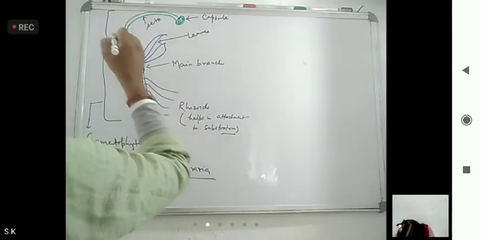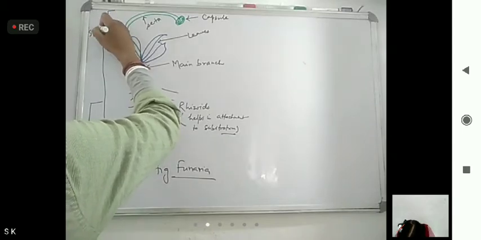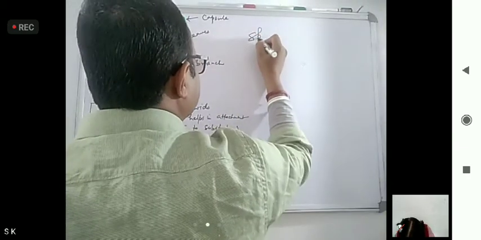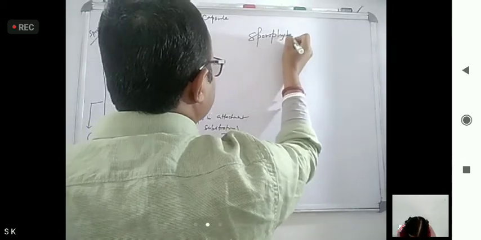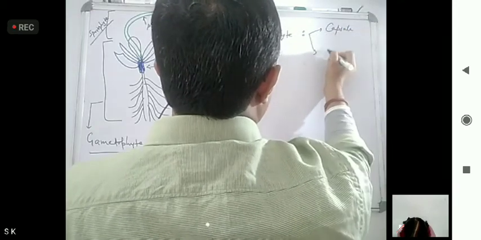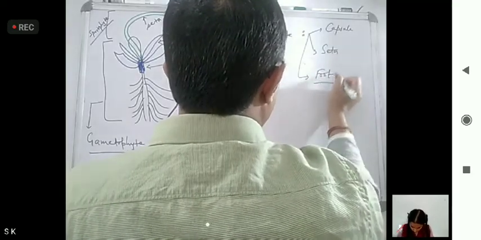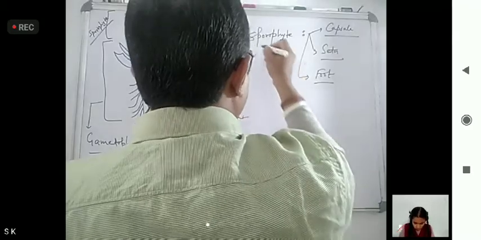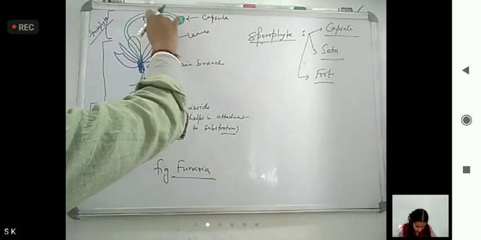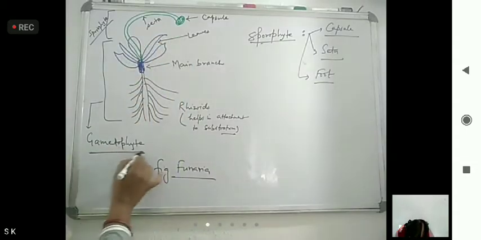So these parts are the sporophyte. The sporophyte contains what parts? One is the capsule, one is the seta, and one is the foot. These are the three parts inside the sporophyte. You can see that the sporophyte completely depends on what? Leaves, or we can say the gametophytic stage.